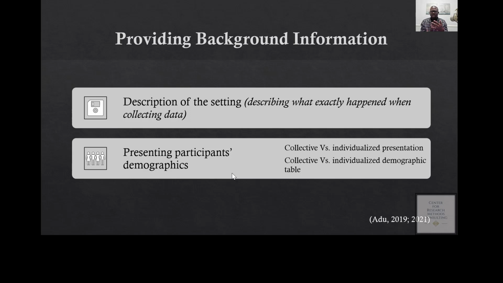And normally when you are doing a qualitative presentation of the findings, you always have to consider presenting the participant background information in an individualized manner, unless presenting that will adversely affect confidentiality and privacy of participants. Then you shouldn't present it in an individualized way. And you can also present both. You can present in a collective way and an individualized way, right? The most important thing is giving readers enough information to help them to know the background of participants.